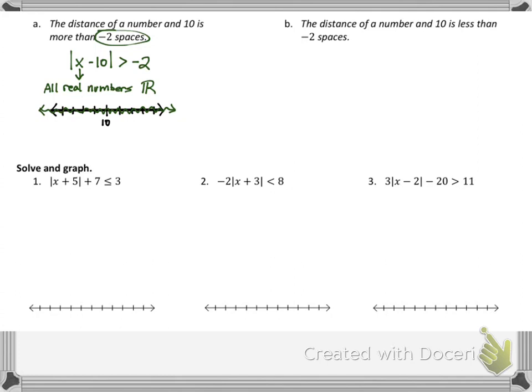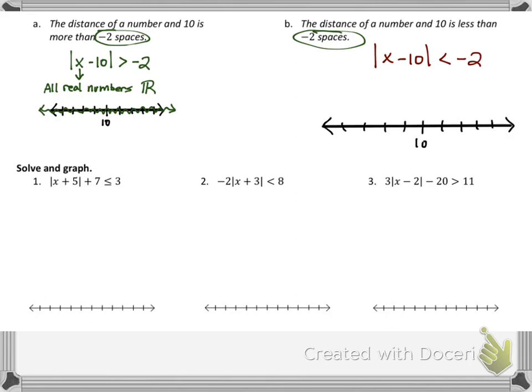On the flip side now, for part B, it says the distance of a number and 10 is less than negative 2 spaces. Less than negative, again, that weird negative 2 spaces. Let me write that as an absolute value. The absolute value of x minus 10 is less than negative 2. How can I have less than negative 2 spaces? Maybe a number line will make more sense.